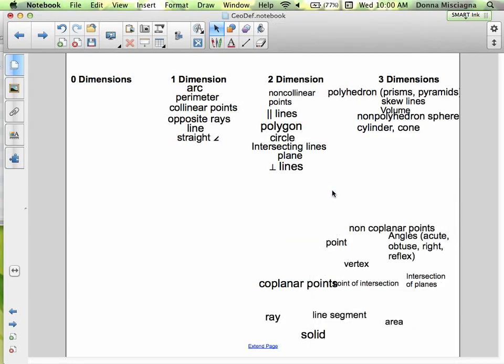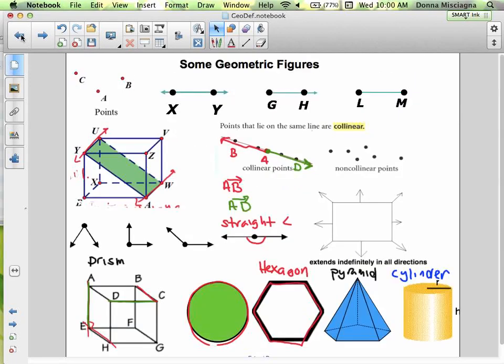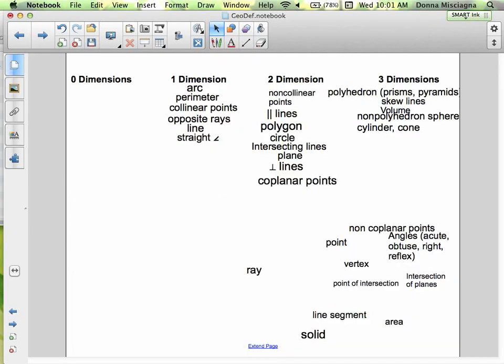All right, coplanar points. Well, coplanar points are points that are on a plane, so 2 dimensions. A ray. All right, so let's look at the ray. A ray is part of a line. It has an endpoint. Here we have the ray, and it continues in one direction. This particular ray is ray GH. The G has to come first because that's the endpoint, and that's the symbol for ray, and that is 1 dimension. So let's move the ray under the 1 dimension.